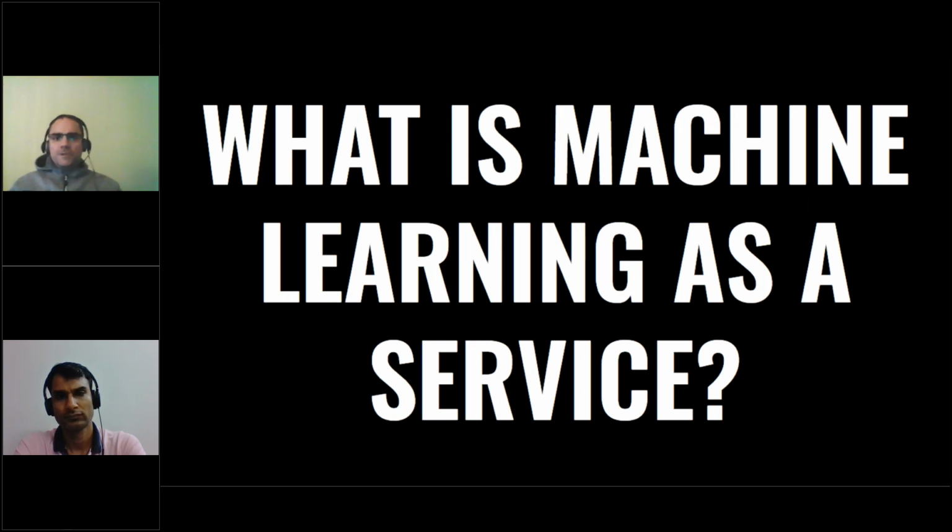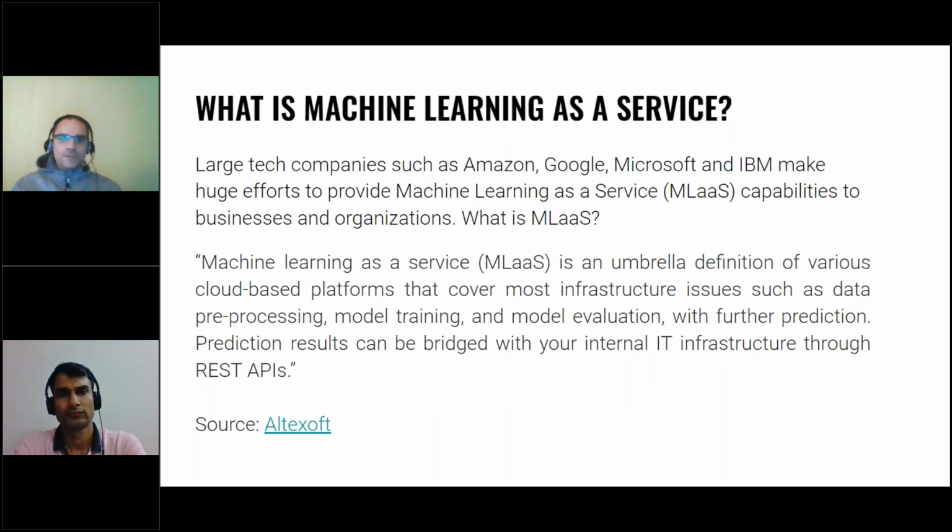So let's talk about what machine learning as a service is. Large tech companies such as Amazon, Google, Microsoft, and IBM make huge efforts to provide machine learning as a service capabilities to businesses and organizations. So what is it? Machine learning as a service is an umbrella definition of various cloud-based platforms that cover most infrastructure issues such as data pre-processing, model training, and model evaluation with further prediction. And prediction results can be bridged with your internal IT infrastructure through REST APIs. It's a good definition. It's provided by Altexsoft. You can find a link to the blog post at the bottom of the page.